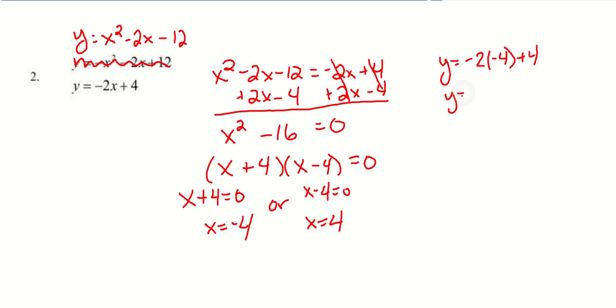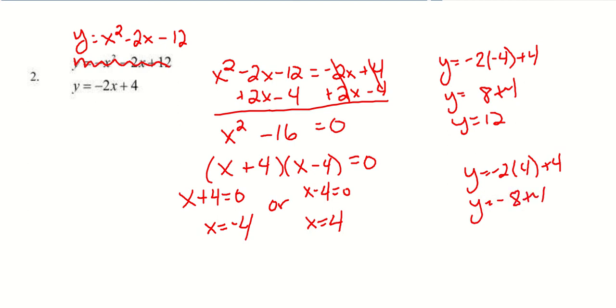So negative 2 times negative 4 plus 4. And you can either tell me your answer or show it, right? This is equal to 8 plus 4, which is just equal to 12, right? Second option, negative 2 times 4, plus 4, which is negative 8 plus 4. So y is equal to negative 4 here. And then we state our two solutions. So if you want to put a set notation, you can. Doesn't hurt anything, but really you just need the points.